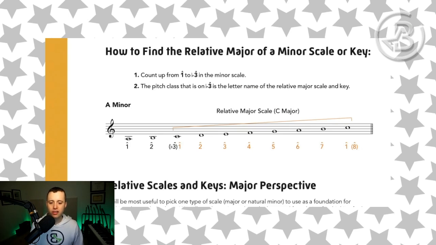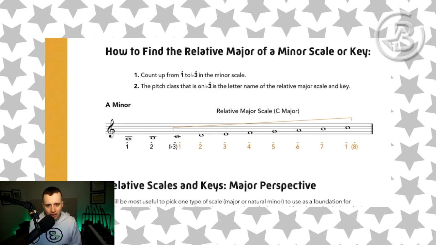This is going to be a quick lesson on how to find the relative major of a minor scale or key. In the last lesson, we talked about taking a major scale like C major and counting up to the scale degree 6 to get A, and then starting on A and saying all the same notes as the C major, but just starting and ending on A, and all of a sudden we have an A natural minor scale.